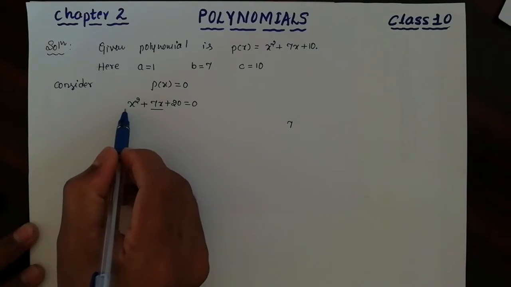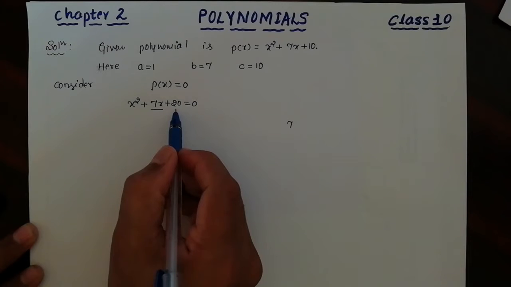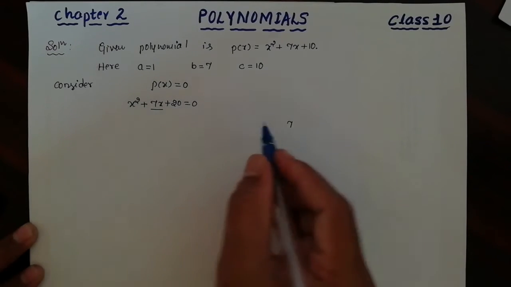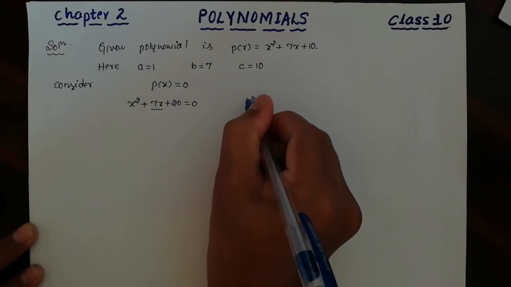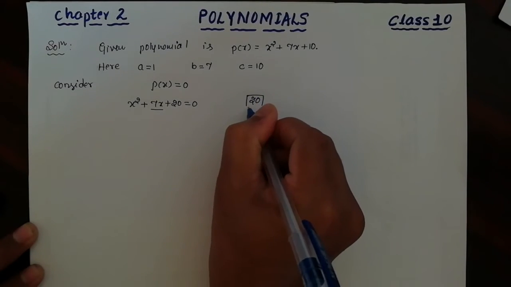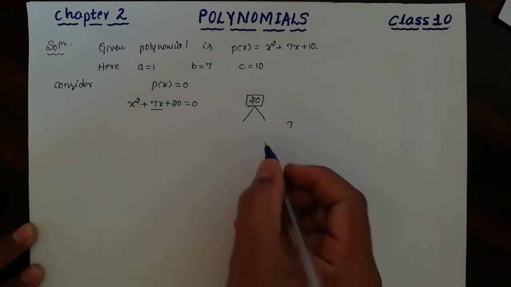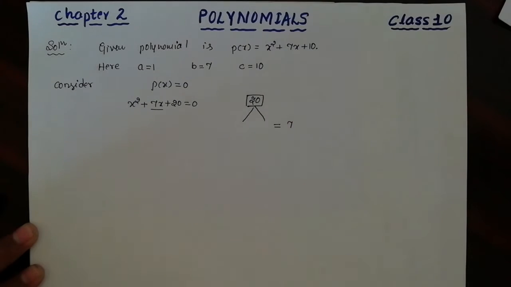Now look, what is the value of a? 1. What is the value of c? 20. You need to consider a into c, 20 into 1, which becomes 20. Now you need to find two numbers whose product is 20, but whose addition should be equal to 7. Addition or subtraction, whatever it may be, it should be equal to 7. Now try to find out what those numbers are.